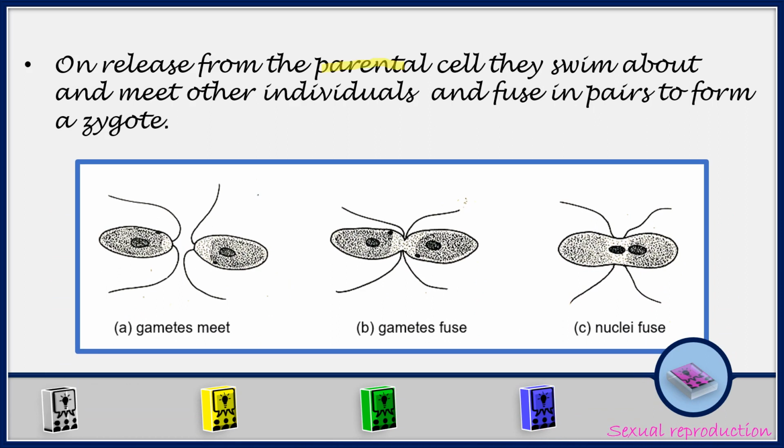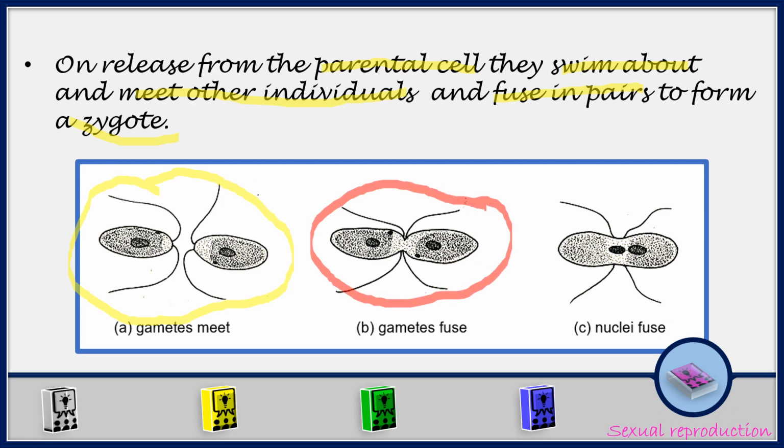On release from the parent cell, these individuals swim about and meet other individuals. And when they meet, they fuse in pairs and form a zygote. Now, these are our two individuals that have been produced and released into the water. When they are released into the water, they will swim around and meet each other. Now, when they meet each other, they will fuse. And when they fuse, the nuclei will also fuse. And when the nuclei fuse together, they end up forming what we refer to as a zygote.